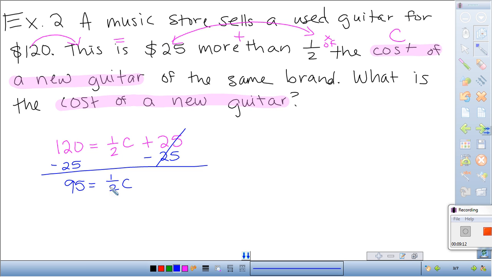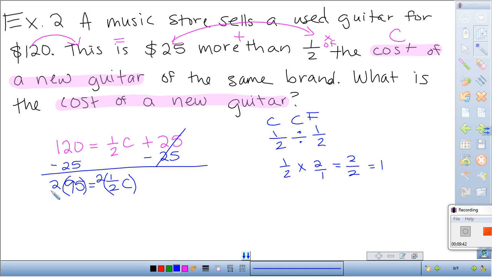Well, again, you're thinking, oh, it's 1/2 times C, so I have to divide by 1/2. But remember, we can't divide fractions. So instead of dividing, we copy, change, flip. 1/2 times 2 over 1. 1 times 2 is 2. 2 times 1 is 2. 2 divided by 2 is 1. So remember, anytime you have a fraction times your variable, you always multiply by the reciprocal.